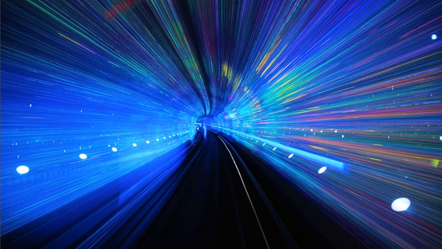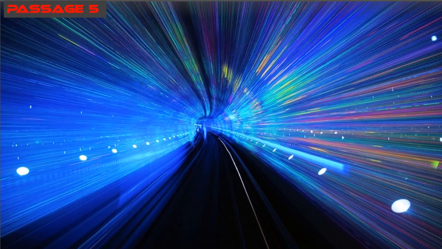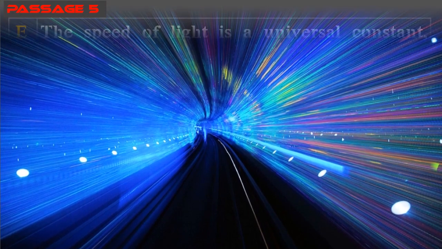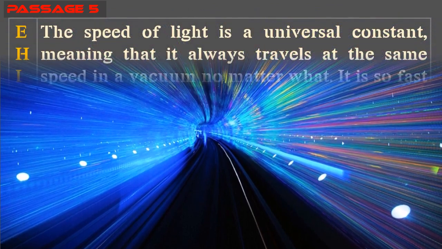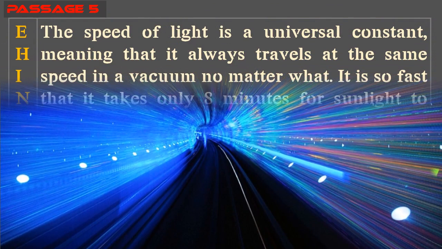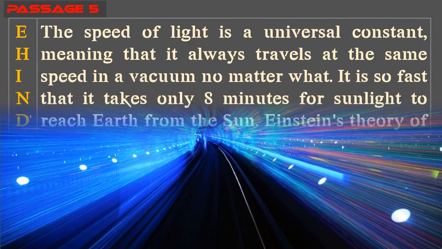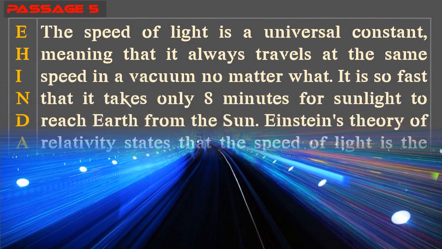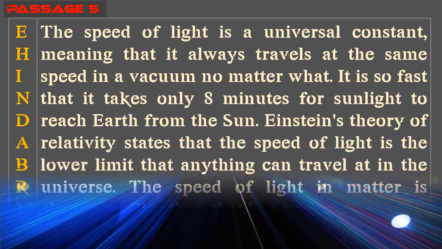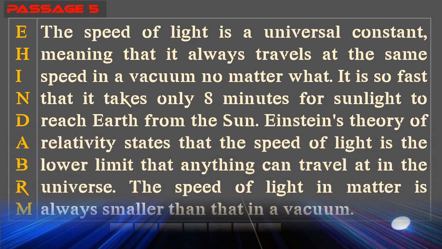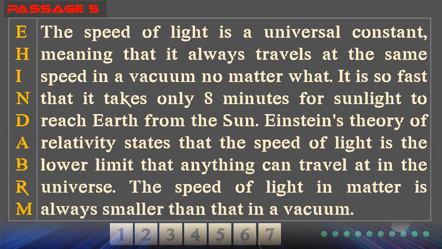Passage 5. The speed of light is a universal constant, meaning that it always travels at the same speed in a vacuum no matter what. It is so fast that it takes only 8 minutes for sunlight to reach Earth from the sun. Einstein's theory of relativity states that the speed of light is the lower limit that anything can travel at in the universe. The speed of light in matter is always smaller than that in a vacuum.